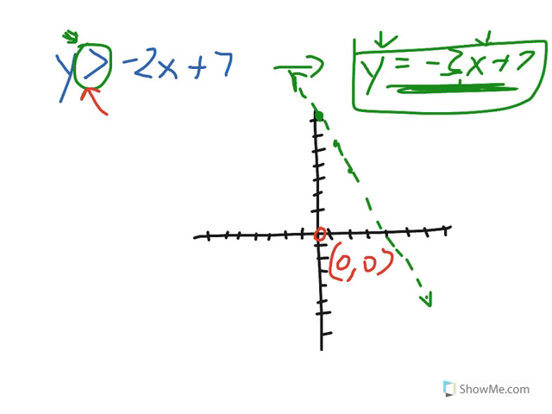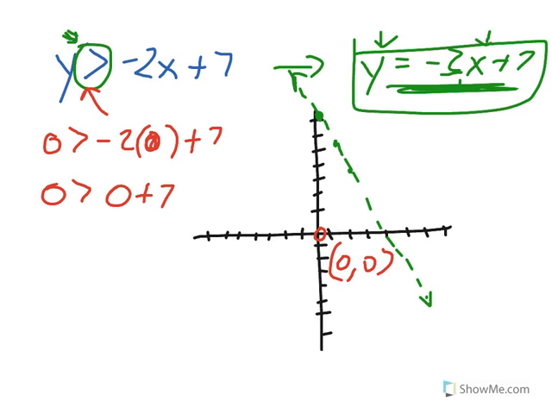What I'm going to do is plug in 0 for y and 0 for x and write everything else out and just see, does it work? Is it a true statement? Is it mathematically accurate? 0 is greater than 0 plus 7. Is that true? Is 0 bigger than 7?